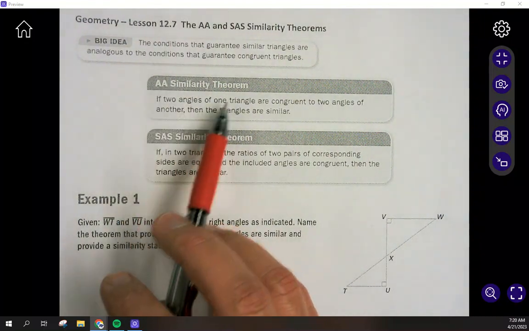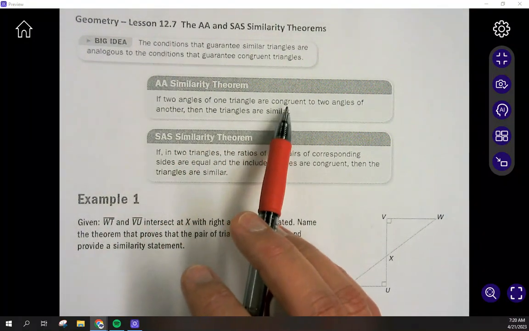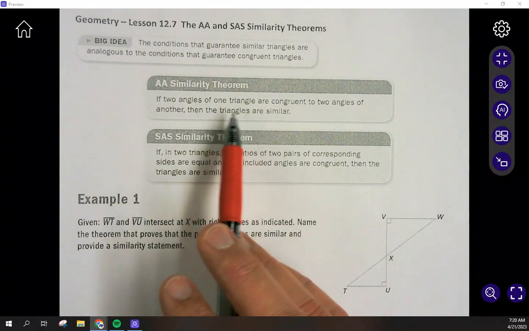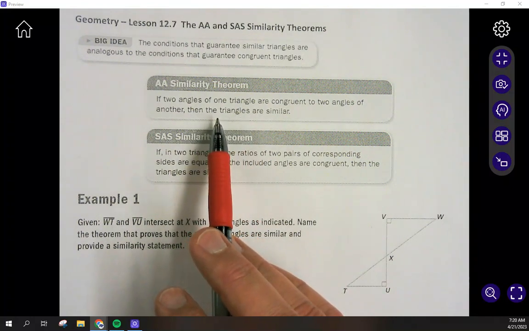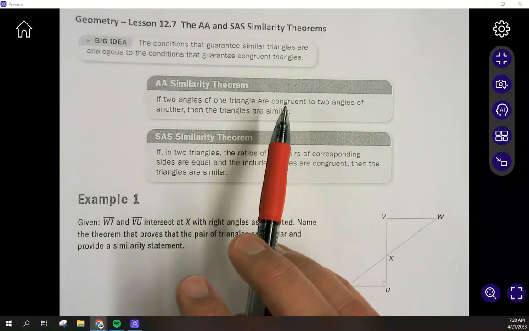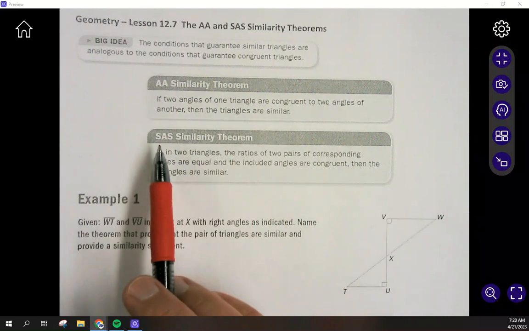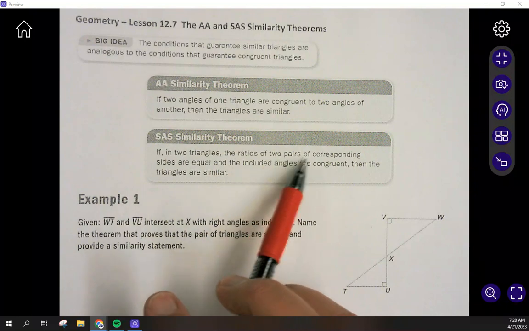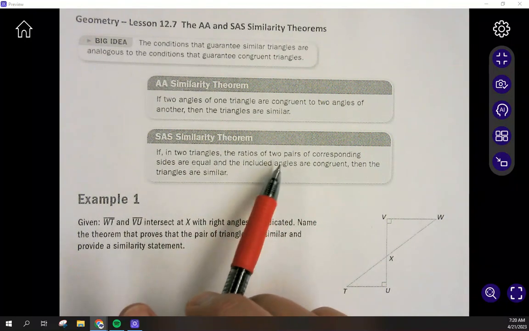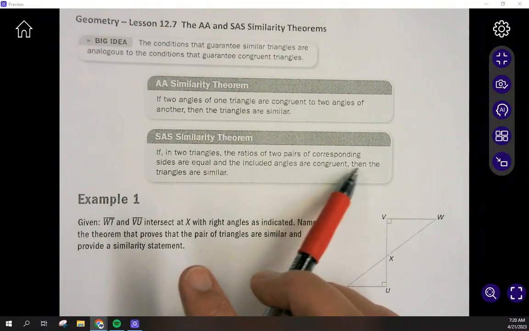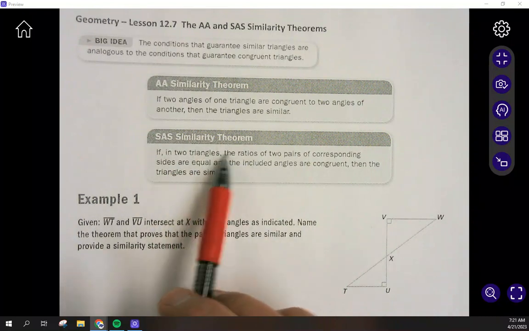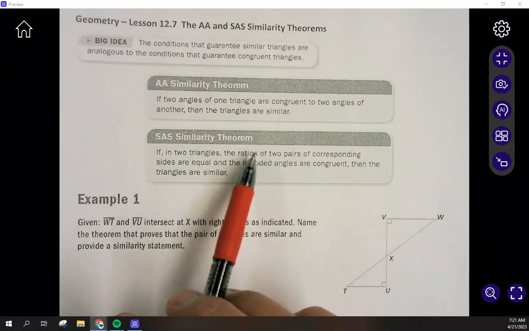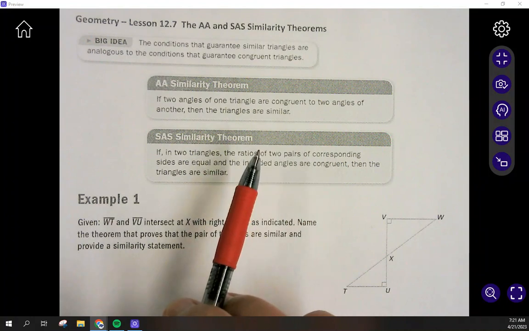The AA similarity theorem: if two angles of one triangle are congruent to two angles of another, first of all, we automatically know the third one is congruent as well. But the two triangles are similar, not congruent, similar. In SAS, if in two triangles the ratios of two pairs of corresponding sides are equal, and the included angles are congruent, then the triangles are similar. So notice that this is not saying that two sides are equal. Two sides are in congruent ratios.